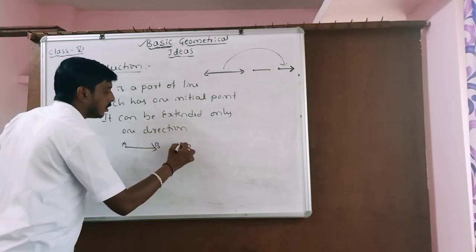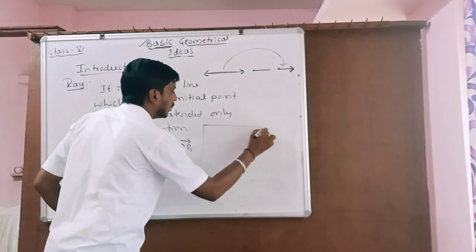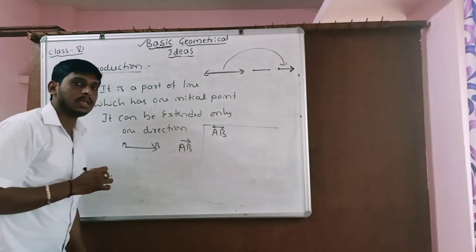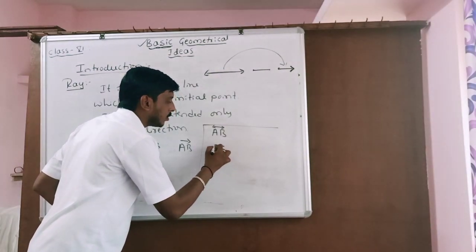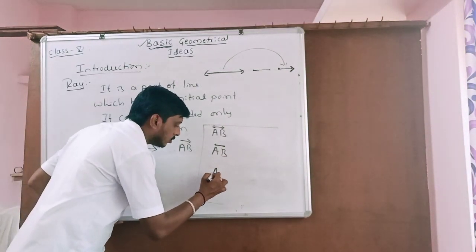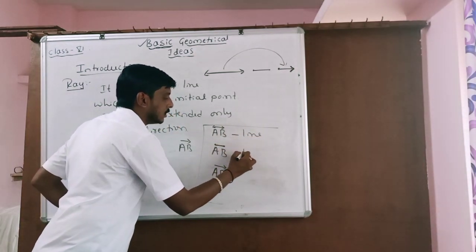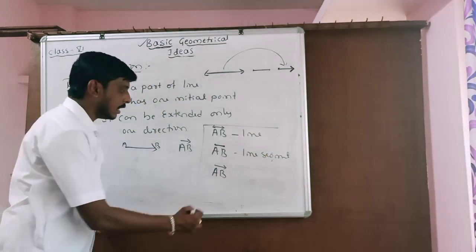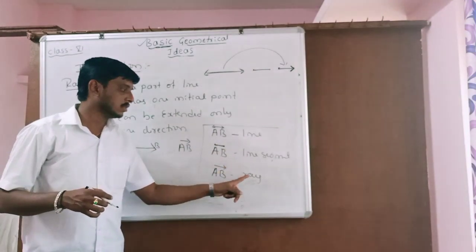So AB with the arrow on the upper side shows a ray. Once again, let us recall the difference. If it is a line, represent AB like that. This is a line. Now AB is a line segment, because it has two endpoints. Here AB is a ray. So I will write: this is a line, this is a line segment, and this is a ray. This is the difference between a line segment and a ray.